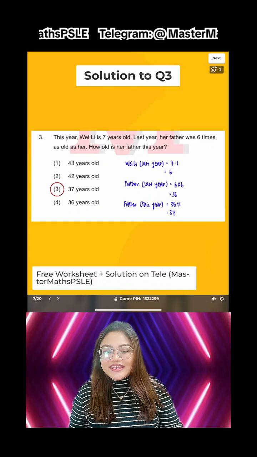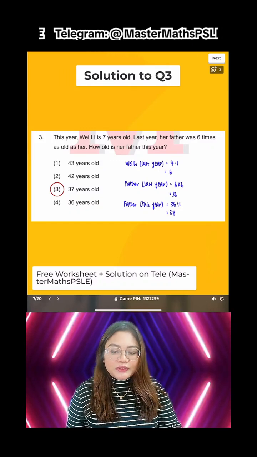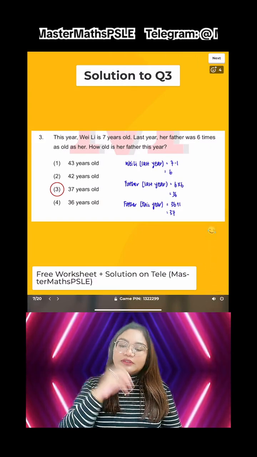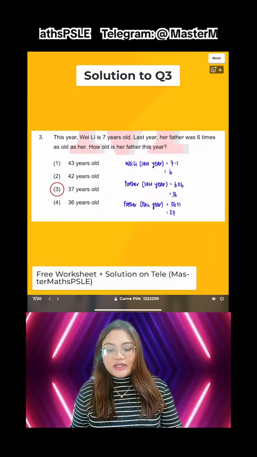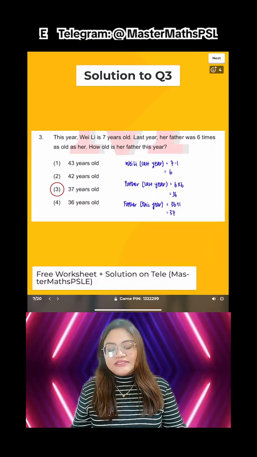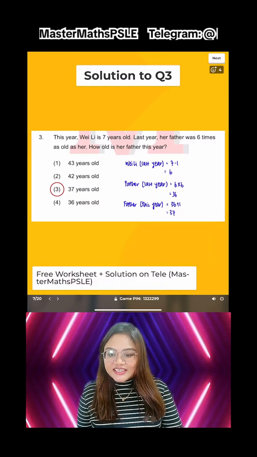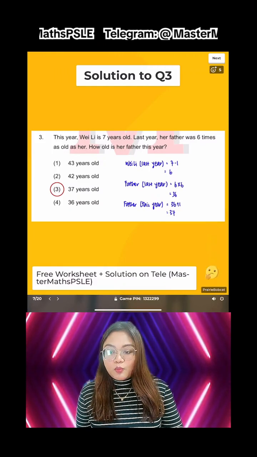Quite an interesting question because it's not difficult at all, but you just need to remember to bring back to last year in order to do the calculations and then bring it back to this year to get the answer. Okay, must read carefully, correct. Last year is the key words.